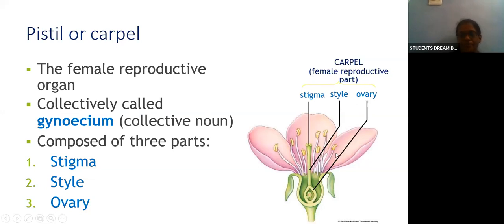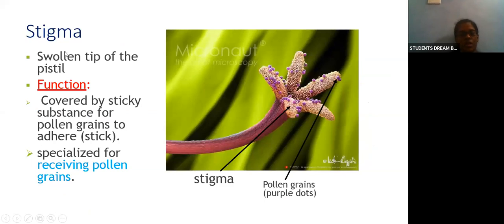The swollen tip of the pistil is the stigma. Clear? So what is the main function of the stigma? It will be covered by sticky substances for pollen grains to adhere. In the stigma என்ன இருக்கும்? Sticky substances இருக்கும். So when pollen grains come and deposit, they get adhered to it. That is the main function, and they are specialized for receiving the pollen grains.